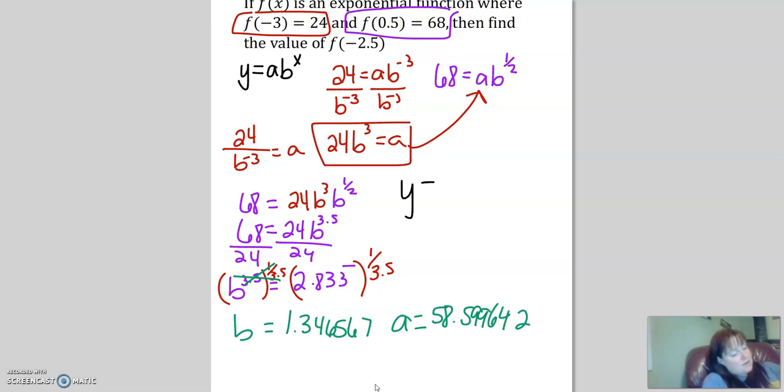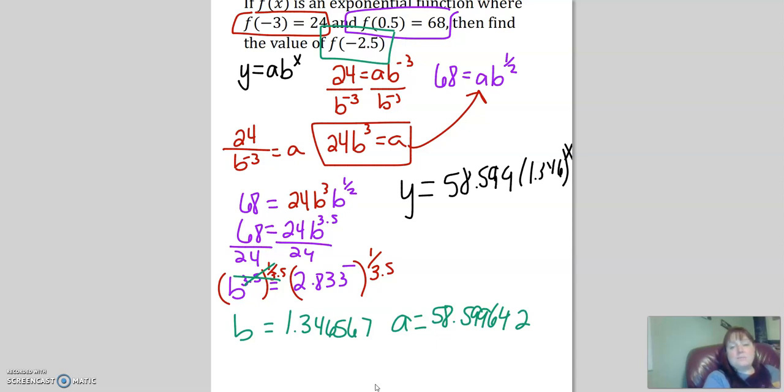Because here we have y equals a, which is 58.599, times b, which is 1.346, to the x. So this is our new function that we're working with, and those numbers are really hairy. So we're going to store them in our calculators, a and b, and then we want to calculate the value when x equals -2.5. That's what this says right here. It says find f of negative 2.5, which means I plug in negative 2.5 for the exponent.